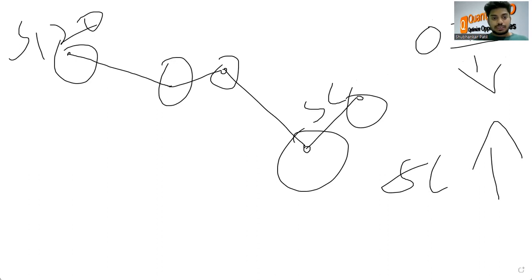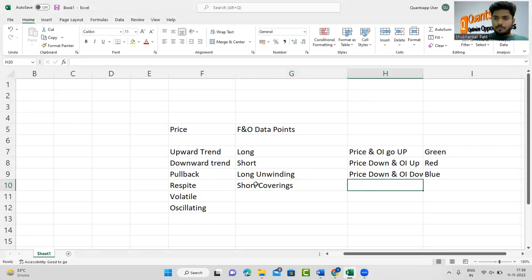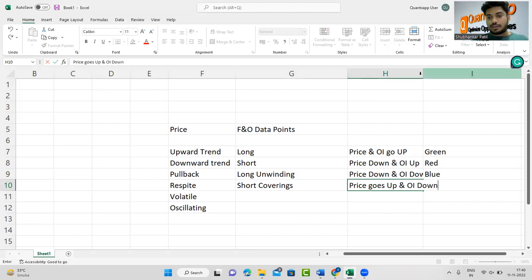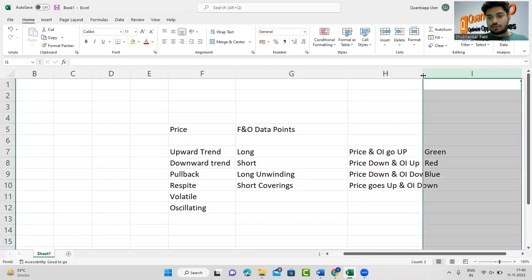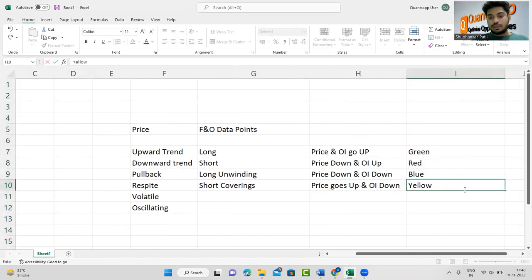So how can you differentiate a long buildup and short covering? In a long buildup as well, price is going up, but over here the price is going up while the open interest is going down. That means this up move is just a temporary pause. So price goes up and OI goes down. This is called short covering. How can you figure it out looking at the chart? You can easily figure it out looking at the yellow color in the chart.